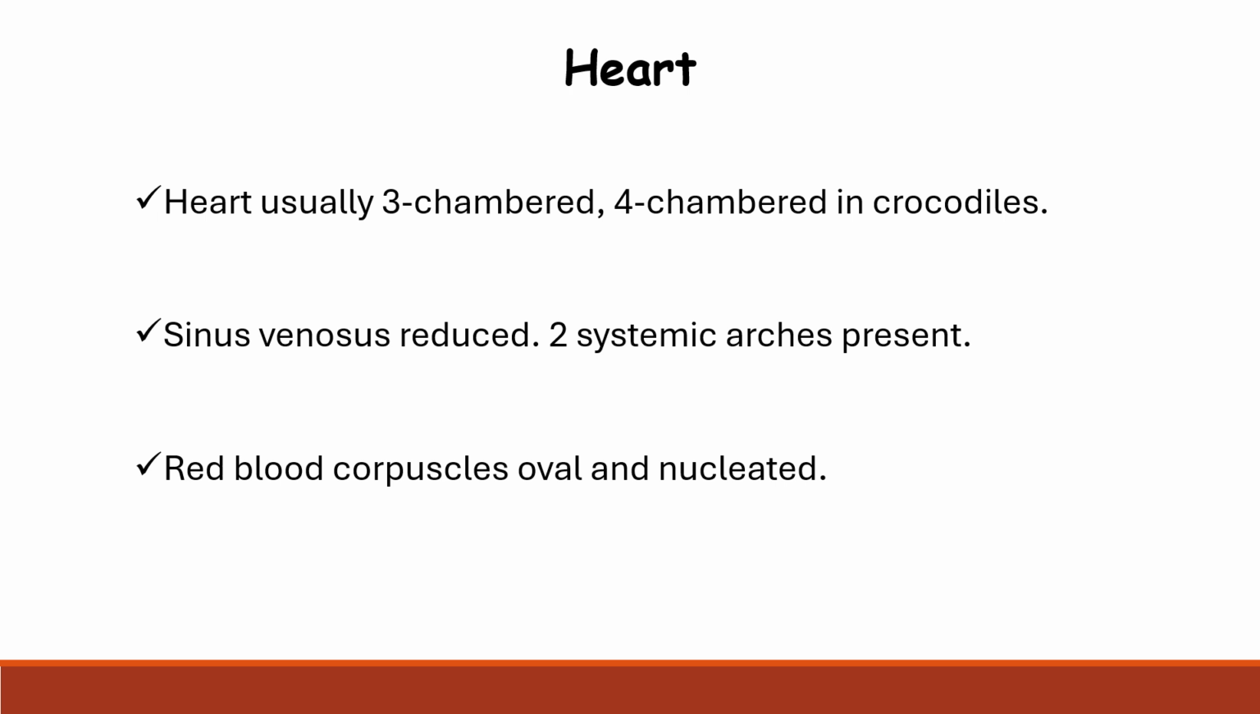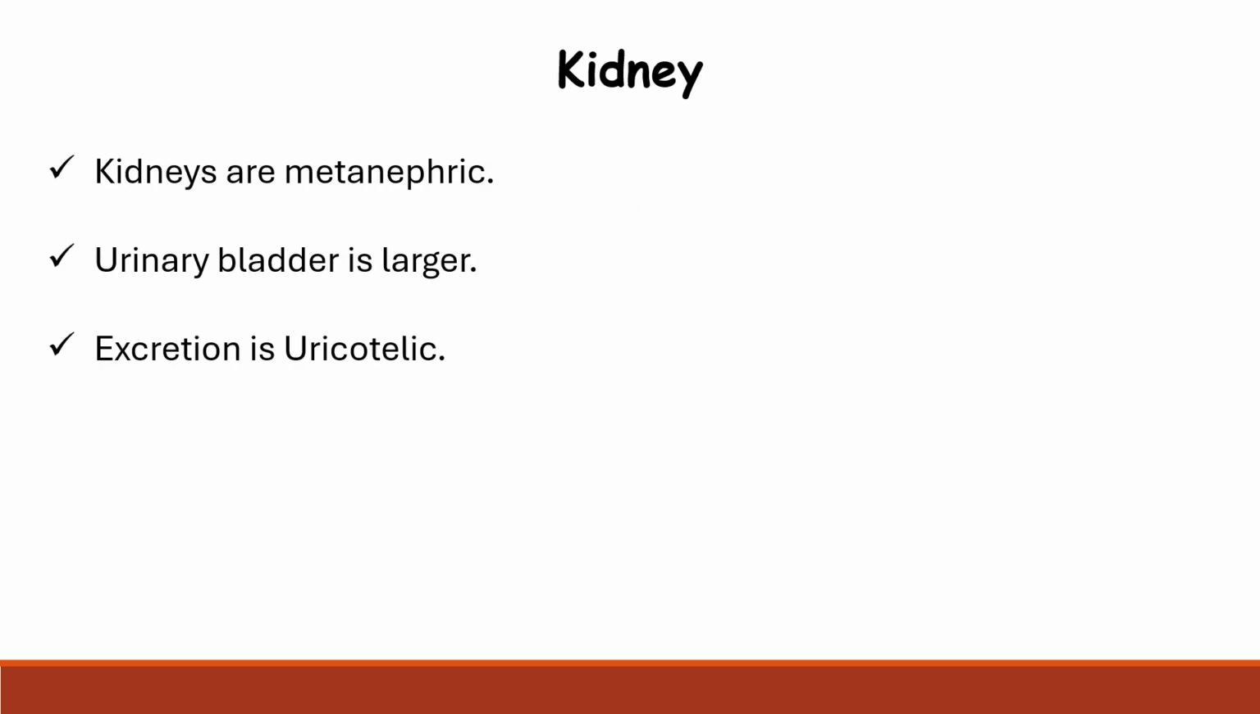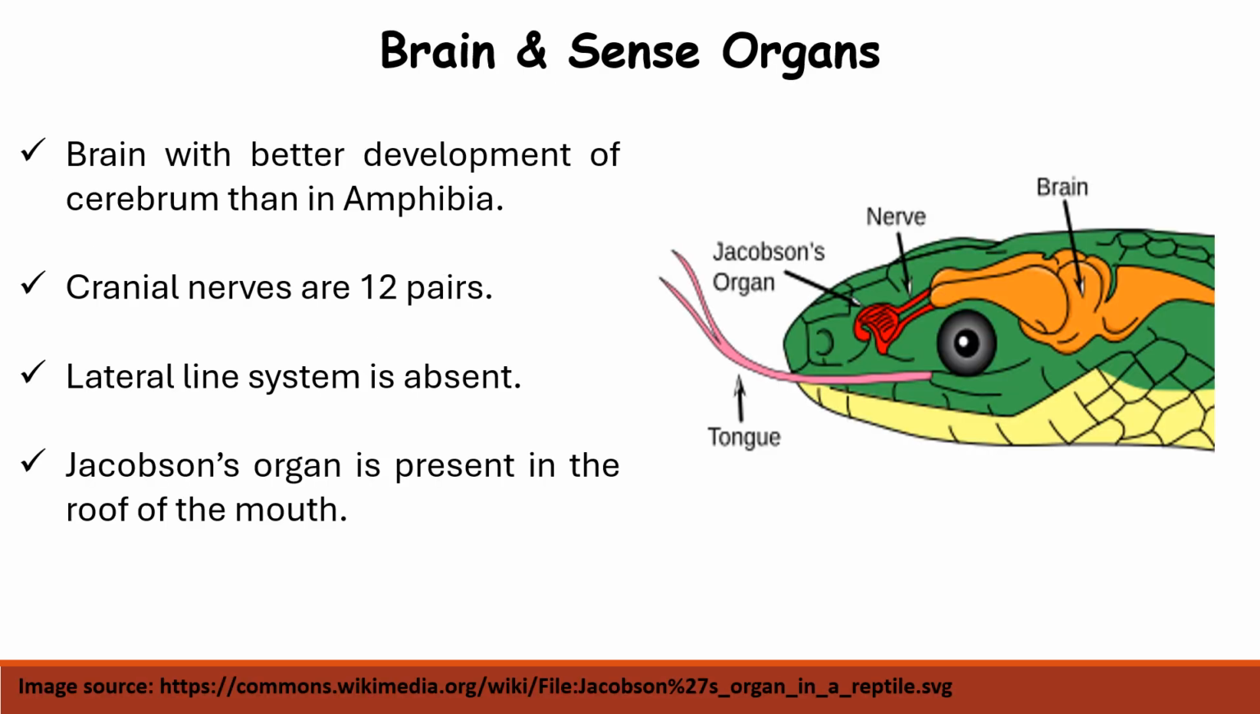Coming to the next character about the heart, the sinus venosus is almost completely reduced, and two systemic arches are present. Coming to RBC structure, the RBC is oval in nature and nucleated. Next, about kidneys: the kidneys are metanephric type. The urinary bladder is a little bit larger in size, and the type of excretion we can observe in reptiles is uricotelic.